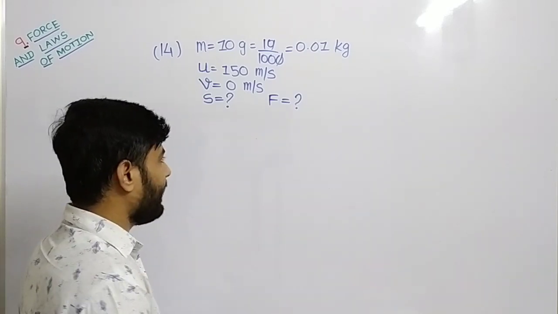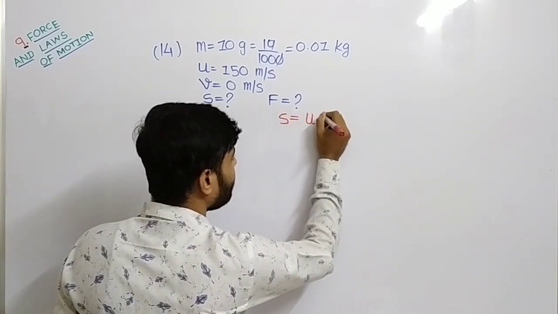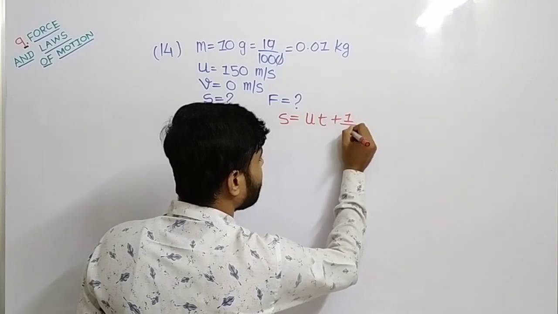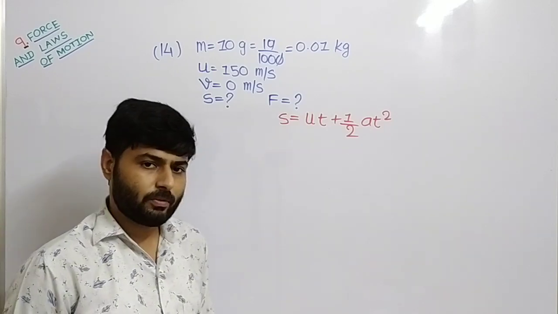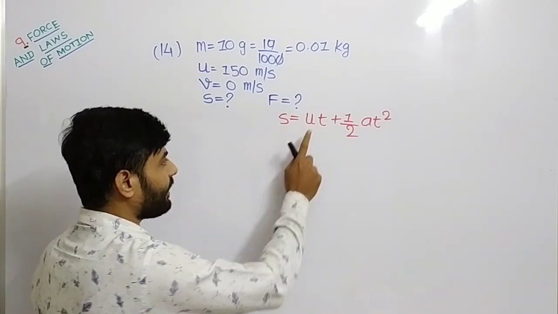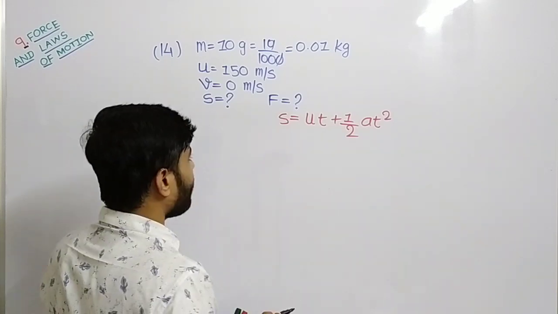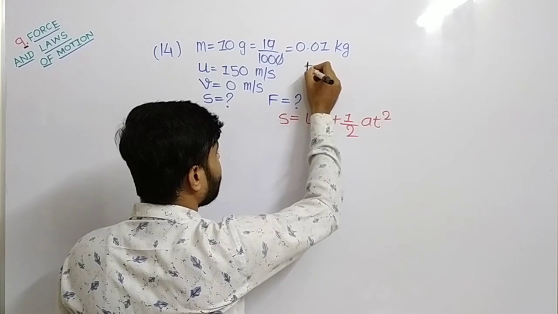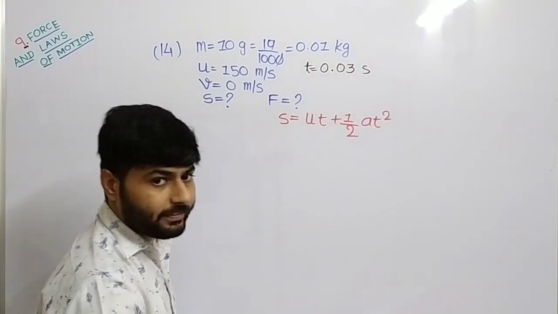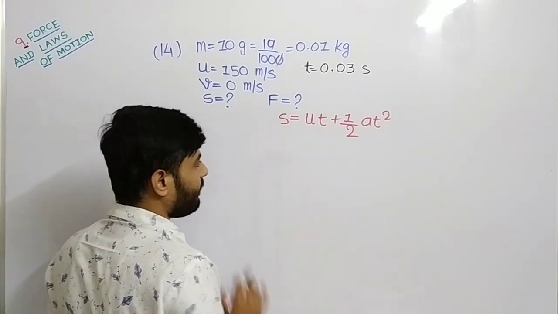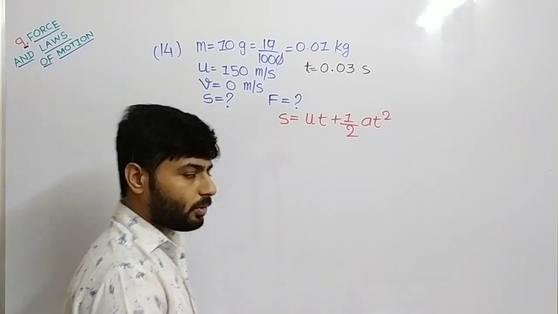So I have one formula: S is equal to ut plus half at square. For finding S, I need U. Yes, we have U. T, yes, we have T. What is T? It is given here: T is equal to 0.03 second. T is given in our data. So we have T, but we don't have A. We need A, acceleration. So let's find acceleration.